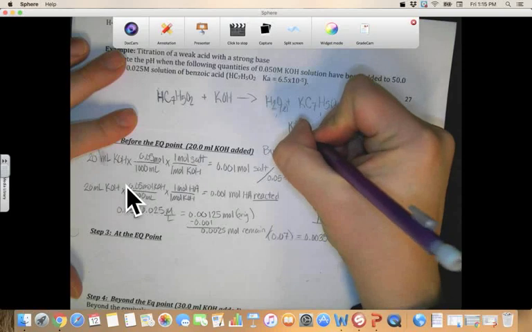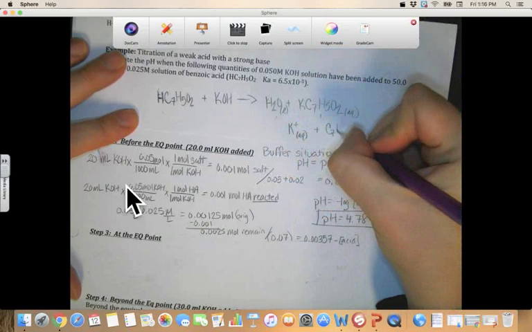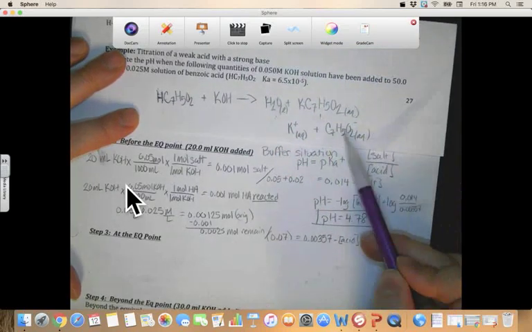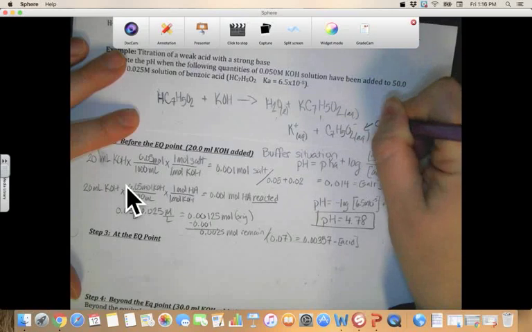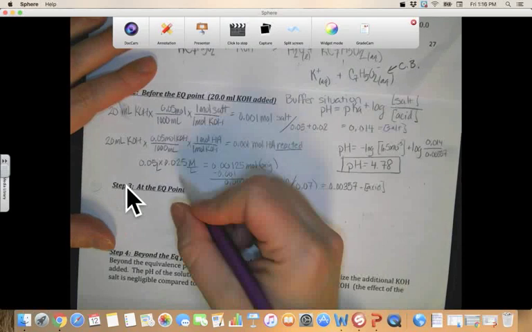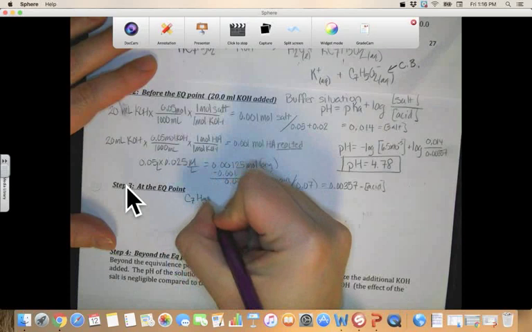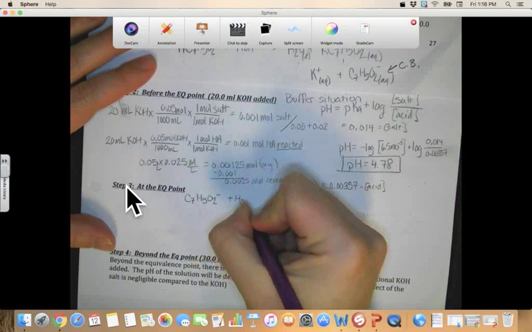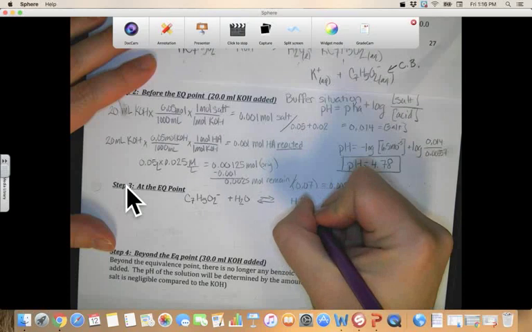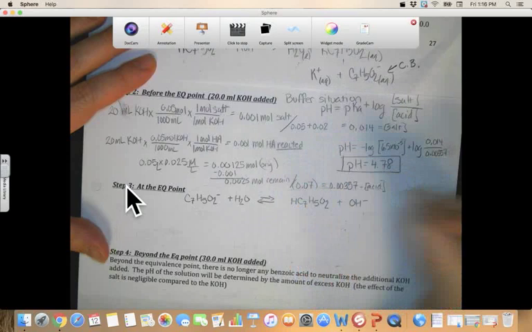so that we have our potassium ions and our benzoate ions. Well, this right here, that's a conjugate base of our original acid, and it will act as such when it reacts with that water. So let's write an equation for that. If it's a conjugate base, then it could accept a proton, leaving hydroxide ions.